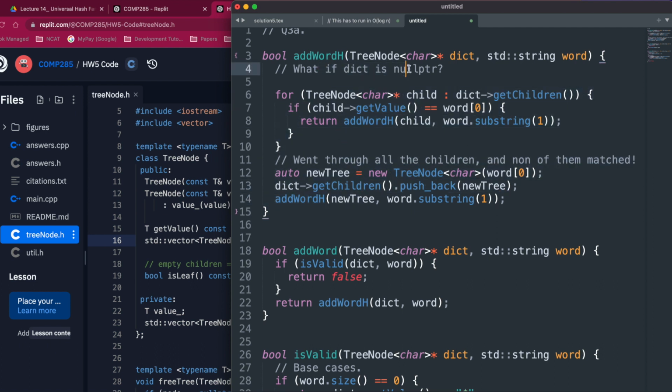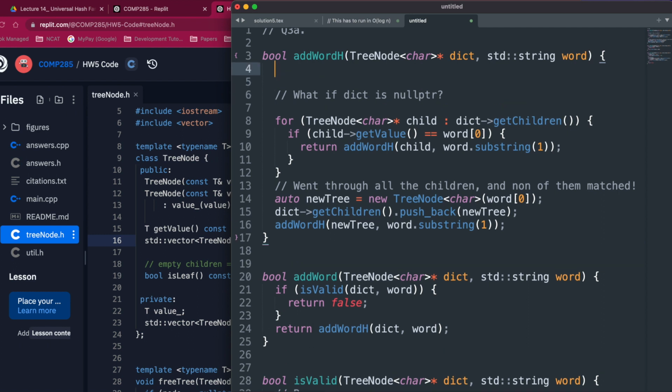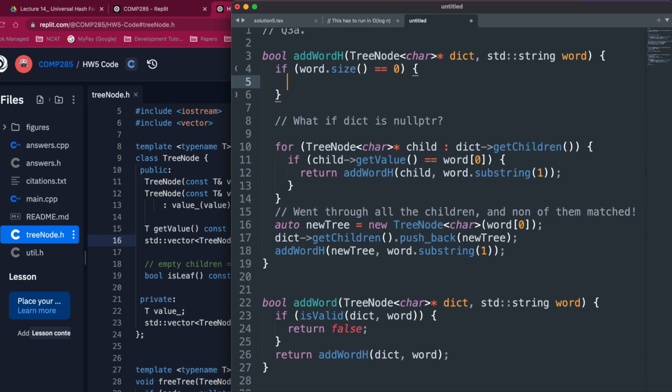So if the dict is null pointer, again, you're never going to get an input that's null pointer because we're only looking at valid children. Although you should probably check that they're not null pointers. There's some stuff to be done there. But the other thing is we do have a base case where the word runs out. So again, if word.size is equal to 0, that actually means that we have no more letters to add. So whatever node we're in that we just added, we have no more letters to be added here.